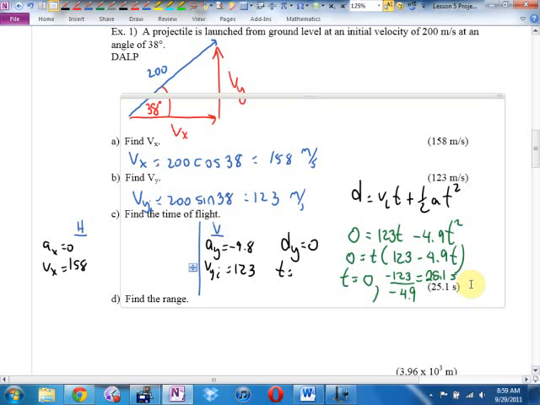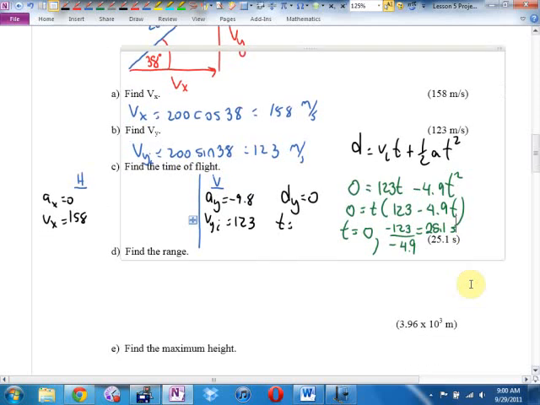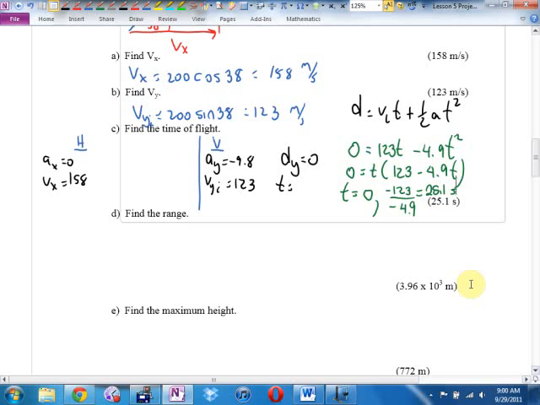Is that okay? D says, find the range. Okay. You know what another expression for the range is, Brett? That. Oh, by the way, what did we say the time of flight was? 25.1. I would walk over here where my horizontal section is, and I would make a little note, hey, T was 25.1, and then I would smile, because how many different quantities do I have on the horizontal side now? 3. Now I can solve for any fourth one.